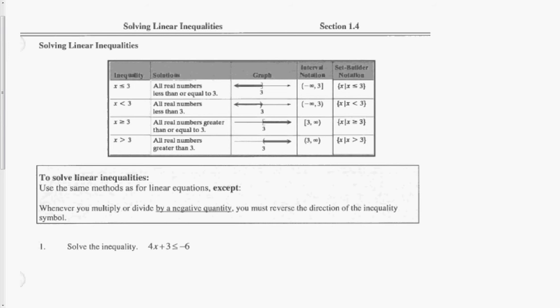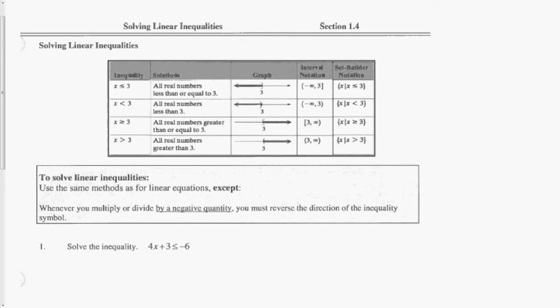Okay, now we're going to look at solving some linear inequalities. We just worked on equations. Now we're going to work on linear inequalities, and we follow the same steps to solve linear inequalities that we do for regular equations. We still are going to clear fractions if we have them. We're going to clear parentheses if we have them. We're going to move all of our variables to one side. We're going to move all of our constants to the other side of the inequality sign. So we're going to do a lot of the same things.